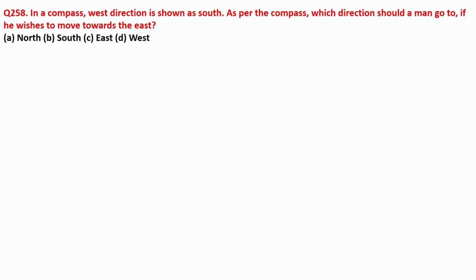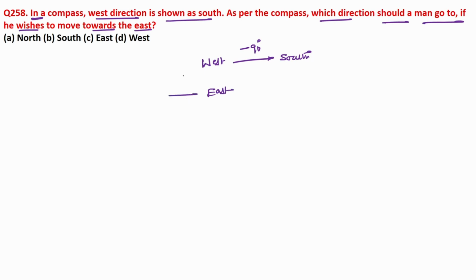Now see the question. In a compass, the west direction is shown as south. So the compass shows wrong, like west shows south. We can say that the compass is off by 90 degrees. Here's the question: which direction should a man go if he wishes to move towards east? The person is moving towards east as per the wrong compass. As per the wrong compass, he makes an angle of 90 degrees wrong. Now, east minus 90 degrees, the person is moving in the north direction. The answer is north.